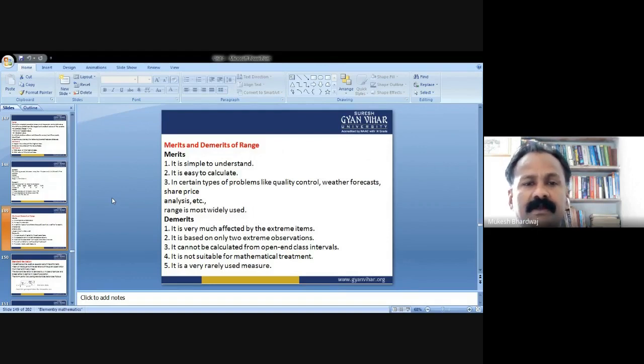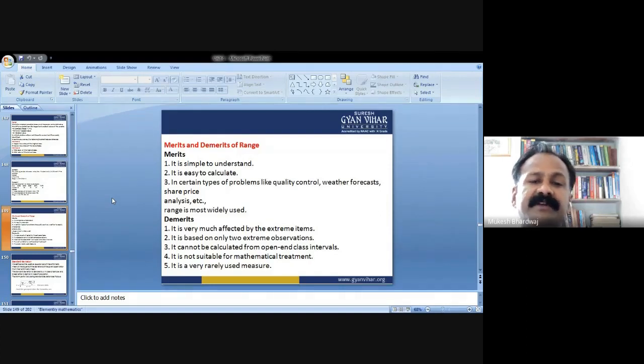Merits: it is simple to understand and easy to calculate. In certain types of problems like quality control, weather forecast, share prices analysis, etc., range is most widely used. Demerits: these are the 5 demerits.